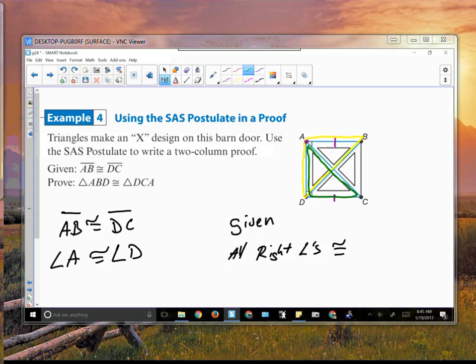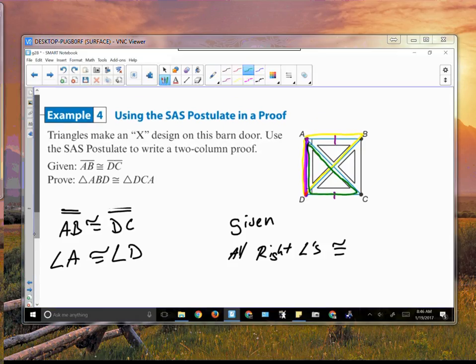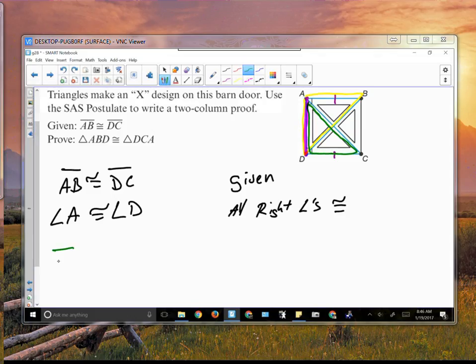So the third side looks right about here. Is this side on both triangles? So if we look at that, I can go through and then say that side AD is congruent to side AD. Now you're looking at this and going, well, of course AD is the same as AD. But we have to understand that AD is on one triangle and AD is on another triangle.